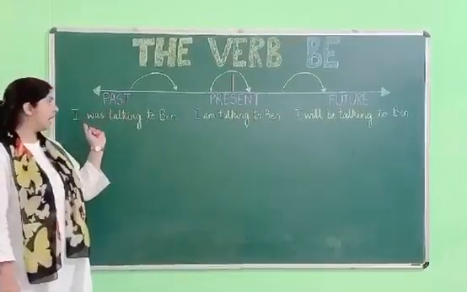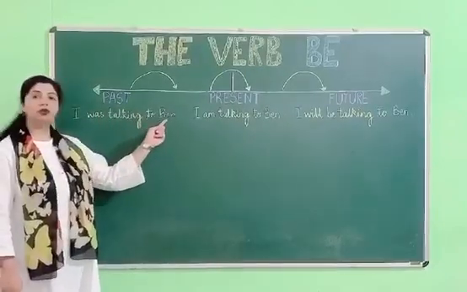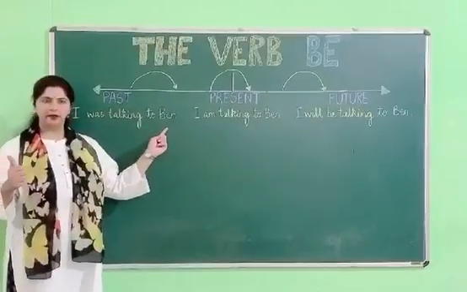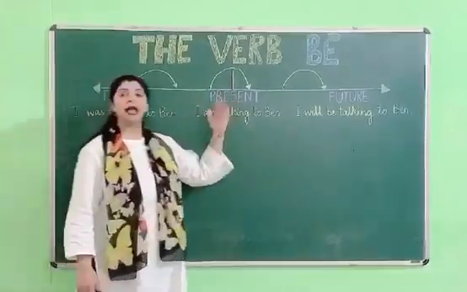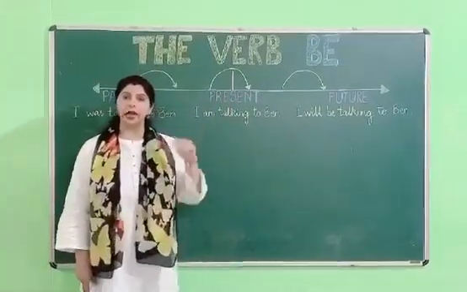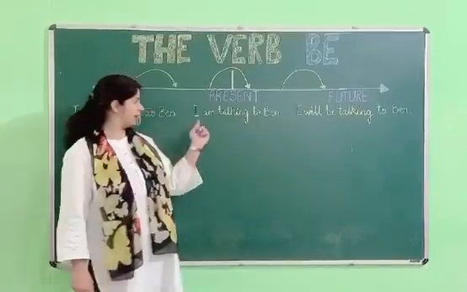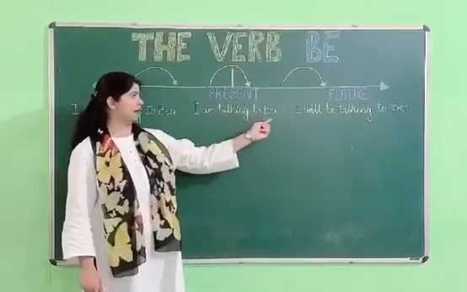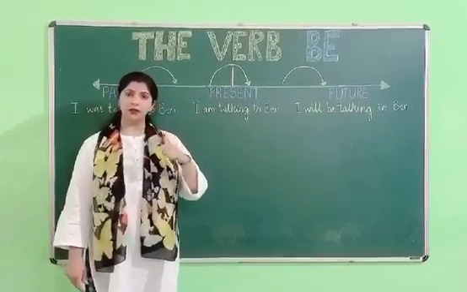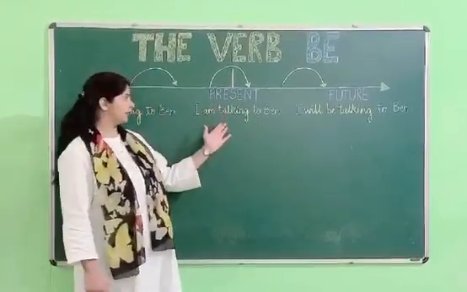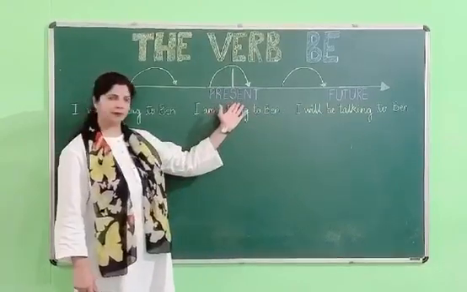Like, I was talking to Ben. You have already done it. That means it is in the past tense. Then present, an action which is occurring right now. It's happening. I am talking to Ben. What are you doing? Right now you are having a conversation with Ben. So that action is supposed to be in the present tense.